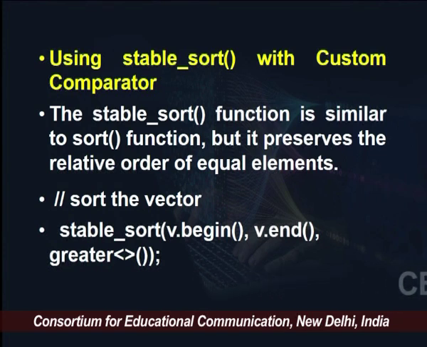here, in order to make the result in descending order, we are going to use the custom comparator, which is the greater than sign followed by parentheses. So, instead of normal sort, if we want our sorting procedure to be stable in nature, we can use stable_sort also. This is also a way of arranging the elements of a vector in descending order.